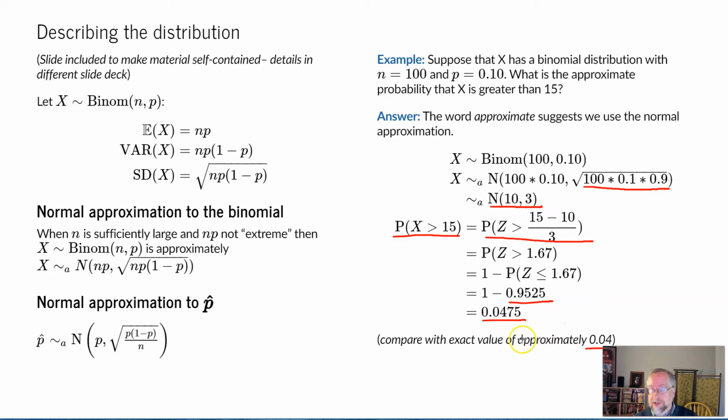If you compare to the value that we came up with earlier, which was 0.04, I say approximately, that's probably a little misleading. That's what it rounded to. You see that they're actually not too terribly far off. As n becomes large, the normal distribution becomes a reasonable approximation. What's happening is something called the central limit theorem, and we'll talk about that in another slide deck.